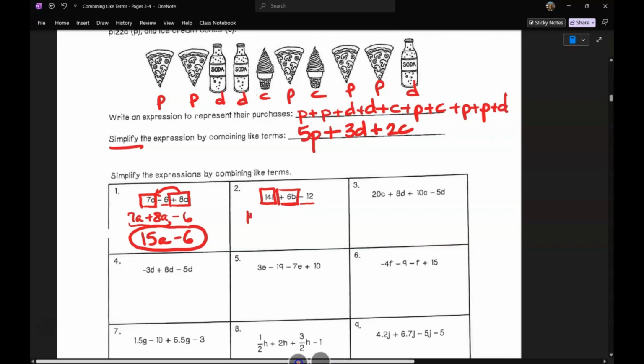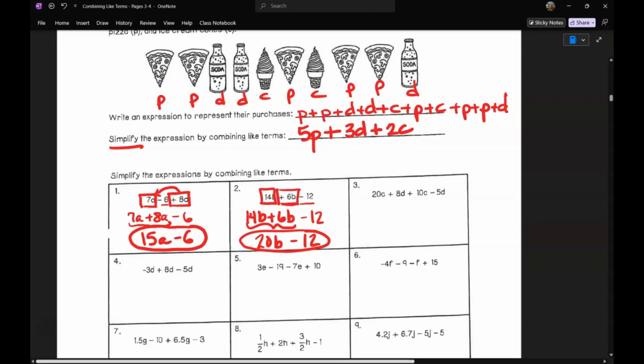All right, so we're going to put 14b plus 6b. 14 and 6 more make 20b. And we can't combine the -12 because it doesn't have a b. So it gets written on at the end, and that's it. That's our final answer. Just like yesterday in polypad, we put the same shapes together, and the shapes were the same because they had the same letter.